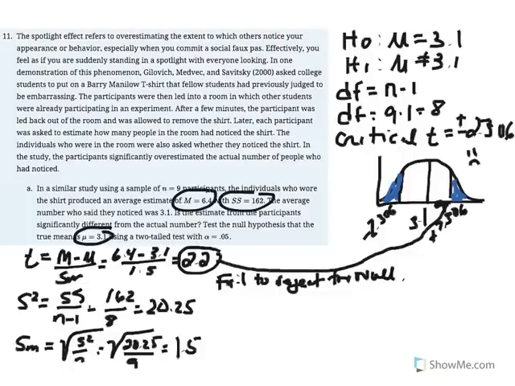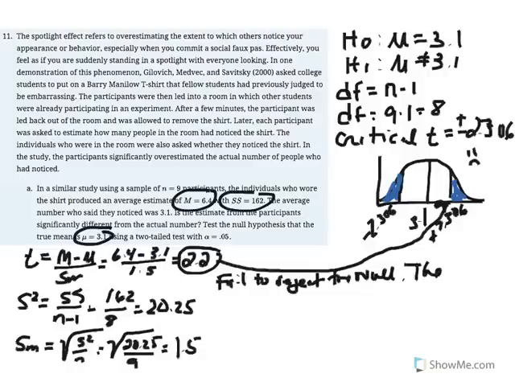And what that means in this particular case is, again, we were trying to determine if the estimate from the participants significantly differed from the actual number. And here we've concluded, based on these statistics, that the estimate or the average was not statistically significantly different. So we failed to reject the null.